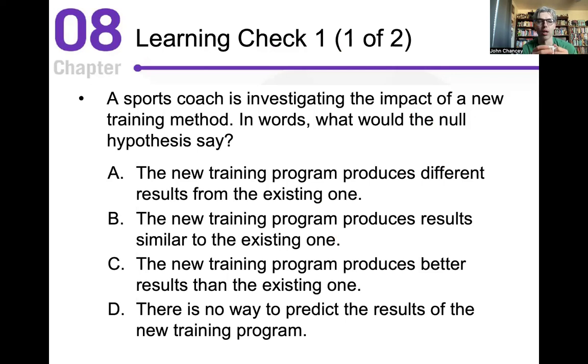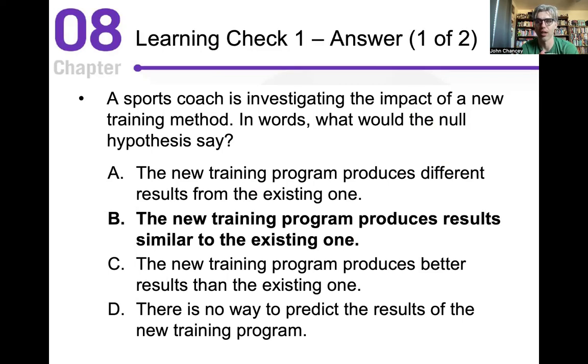Okay, let's do a quick learning check. A sports coach is investigating the impact of a new training method. In words, what would the null hypothesis say? A, the new training program produces different results from the existing one. B, the new training program produces results similar to the existing one. C, the new training program produces better results than the existing one. Or D, there is no way to predict the result of the new training program. Go ahead and pause the video here. Think about it, come up with your answer, write it down, come back when you have an answer.